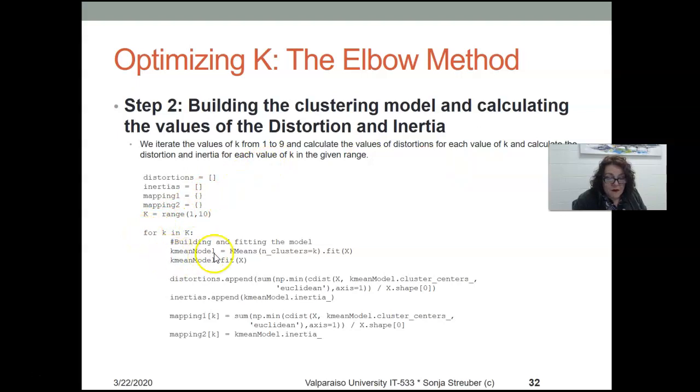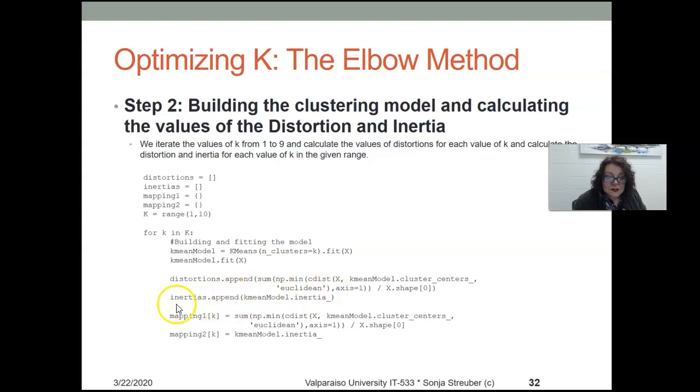Here we are building our kMeans model on our n clusters. That is going to be K, and we're going to fit that to our X. So our kMeans model is going to be fit to our X. And then we're going to calculate our distortions. As you can see, calculating our distortions is a little bit more involved than calculating our inertias. We can, in fact, pull our inertias directly out of our kMeans model. We have to calculate our distortions. So for that, we're going to calculate the sum of the averages of all the distances from the cluster centers, and we're going to use the Euclidean distance for that.